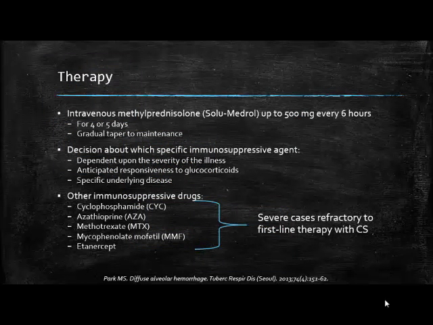IV steroids, high dose, up to 500 milligrams every 6 hours for 4 or 5 days with a gradual taper. And then the decision regarding add-on of immunosuppressive agent depends on the severity of the illness, what is the underlying cause of the disease causing the DAH, and how patients are responding to steroids. In severe cases that are refractory to steroids, you should start thinking of cyclophosphamide, azathioprine, methotrexate, CellCept, and etanercept.